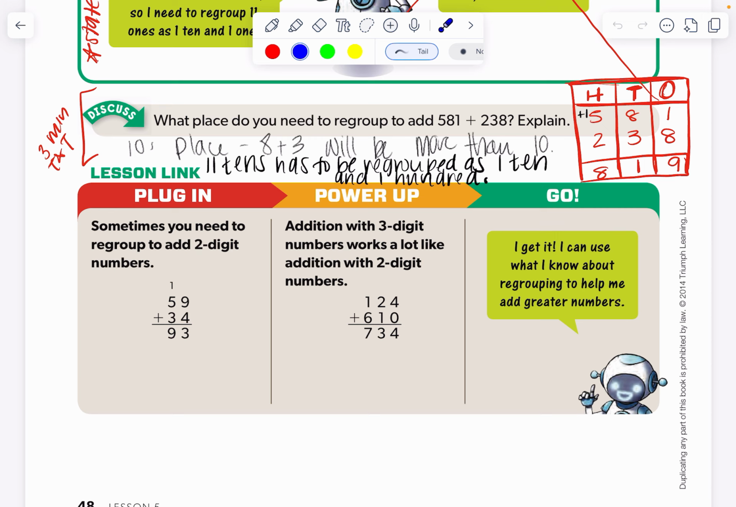You want to push students to use the language of regrouping. So did we have to regroup in the ones place? No. Did we have to regroup in the tens place? Yes. We did have to regroup in the tens place because 8 tens plus 3 tens gives us 11 tens. We know that we cannot have more than 9 in any given place value. So we have to take 10 of those tens and regroup them as 100.